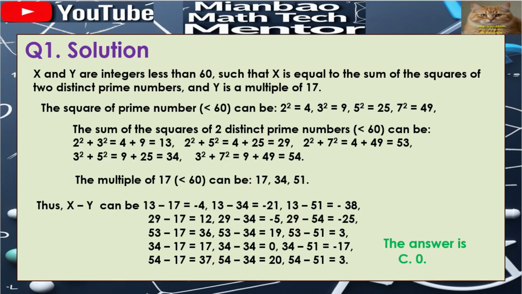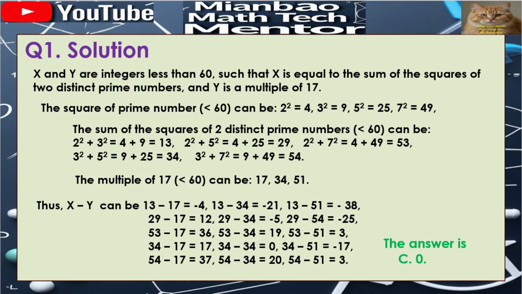X and Y are integers less than 60, such that X is equal to the sum of the squares of two distinct prime numbers, and Y is a multiple of 17. The square of prime number, less than 60, can be 2 squared equal to 4, 3 squared equal to 9, 5 squared equal to 25, 7 squared equal to 49.